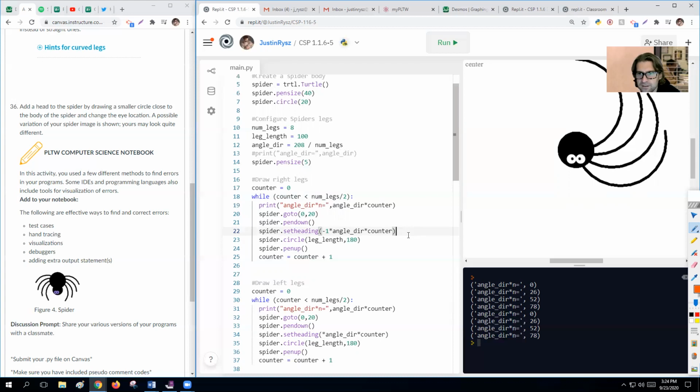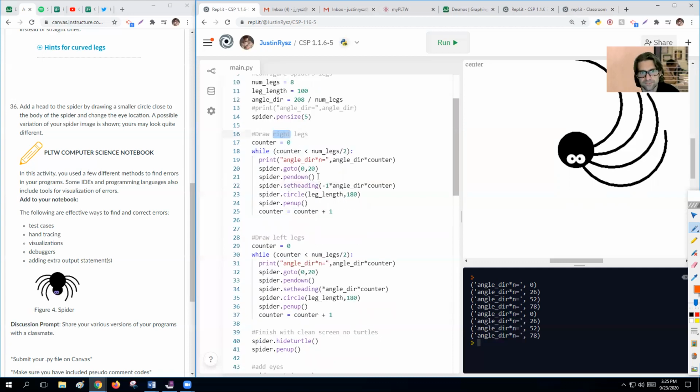We almost want to have it start in the middle. We wanted to start up. Well, let's try to do the other side first. Let's make these the left legs and work on the left legs right now. So print angle direction and counter. So we have this, we put the pen down. The problem is we are not facing the right way.